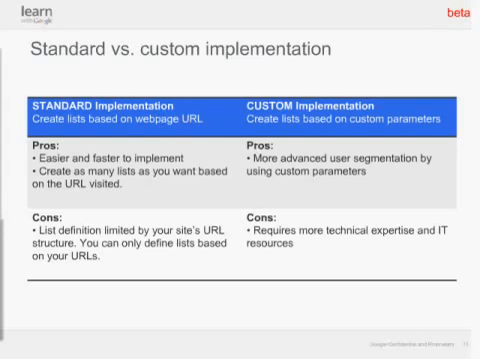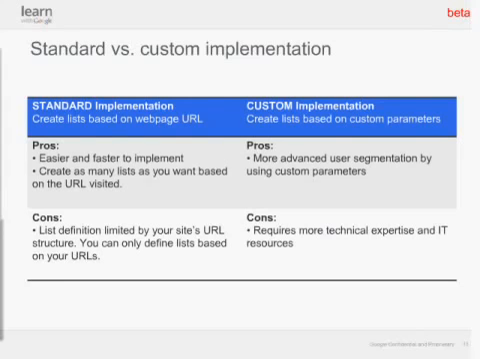The pros for this is that it's easier and it's faster to implement. You can also create as many lists as you want based on your URLs visited, which is also great. The con is that the list definition is defined by your website URL structure, so you can only really define lists based on your URLs.